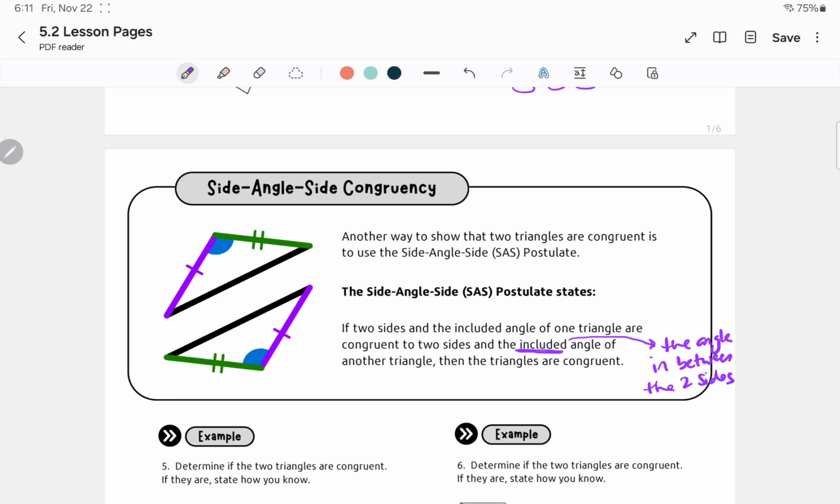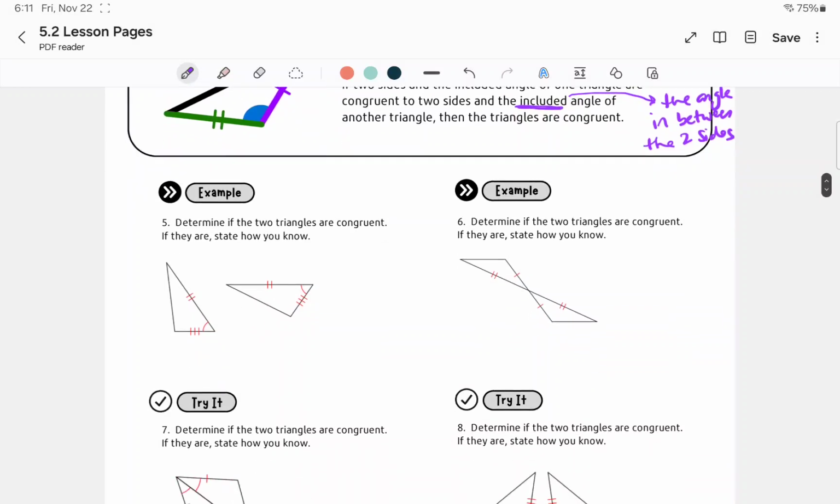So if I have 2 sides and then the angle in between, and they're congruent on both triangles, then I can say both triangles are indeed congruent. So let's look at example number 5. Number 5 says, determine if the 2 triangles are congruent. If they are, state how you know.